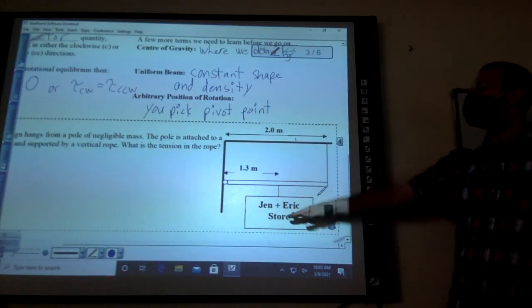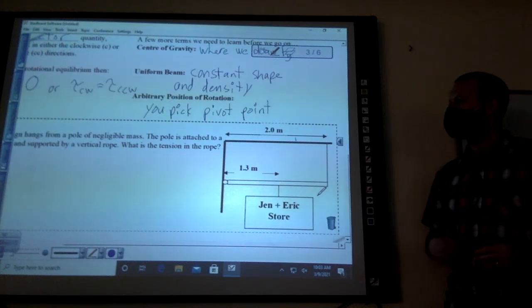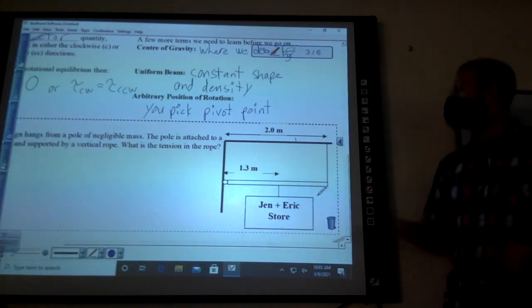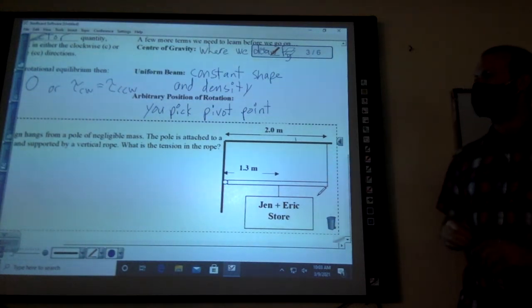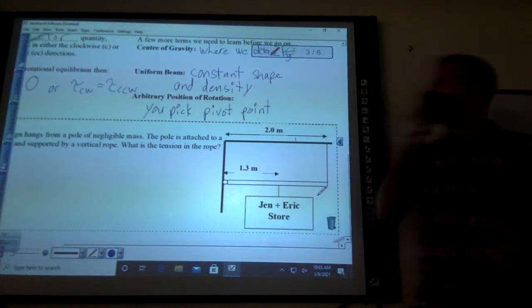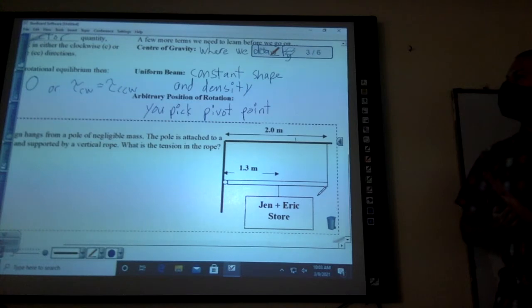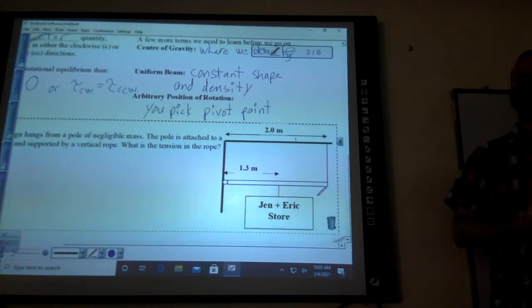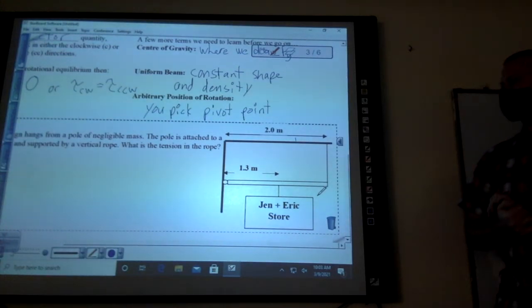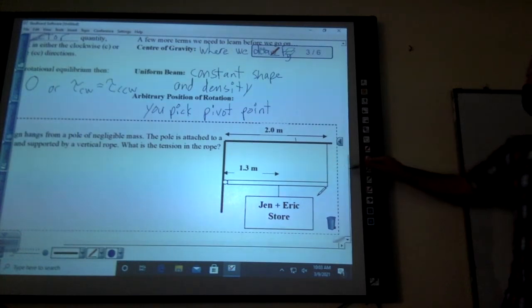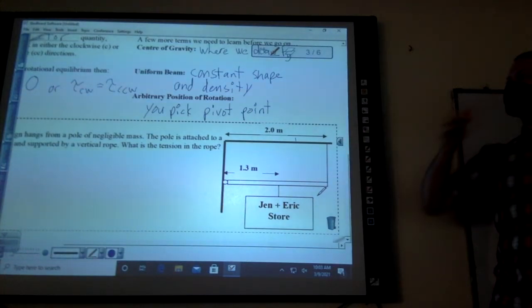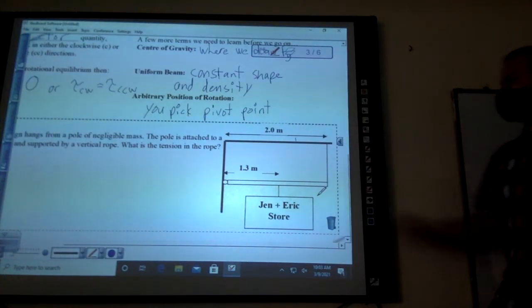Okay, anyways, we've got a sign that's hanging from the pole here. We want to know what is the tension in the rope. Your strategy with this is going to be similar to what I showed yesterday. We need to start by drawing all the forces acting in this situation. So I'm looking at the beam, because I want to know what the forces acting on the beam are.